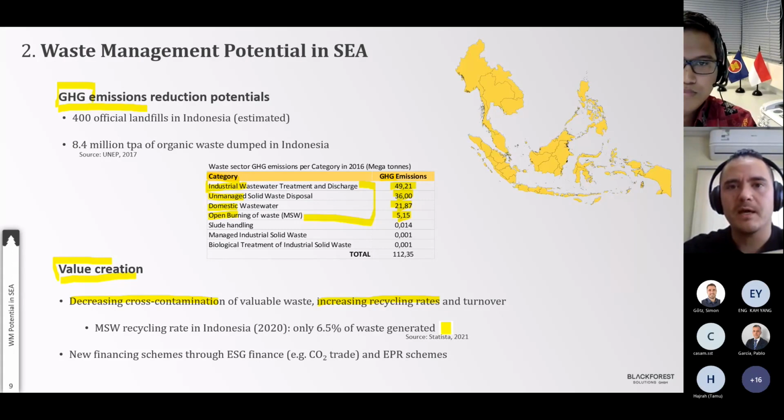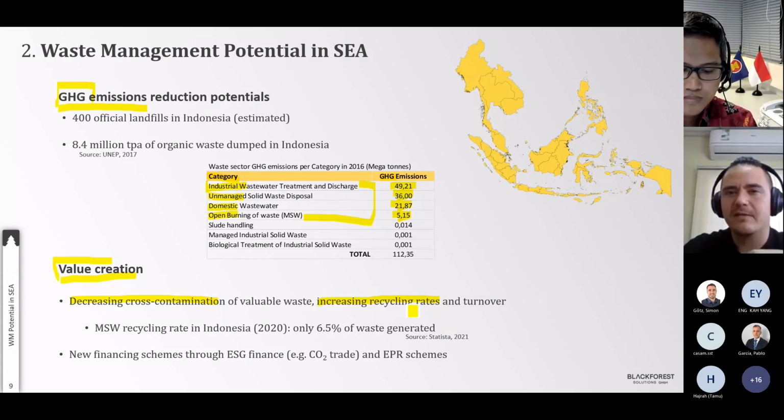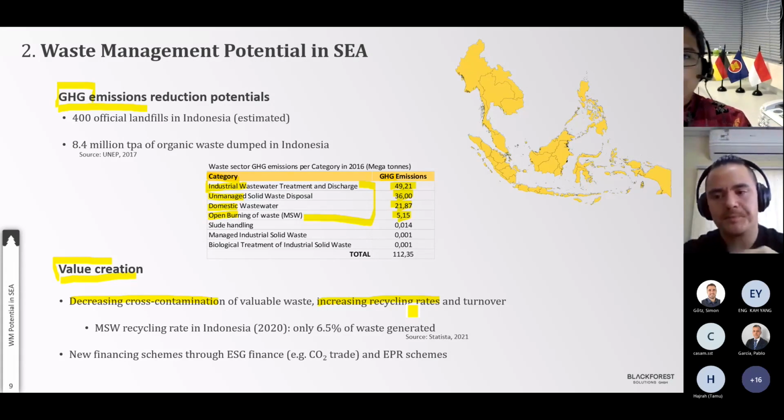And second, we can try to divert at least the organic waste from landfills, which again creates two things. First one, GHG emissions in form of CH4 or then later CO2. And second, we prevent or we reduce a little bit the leachate water contamination.